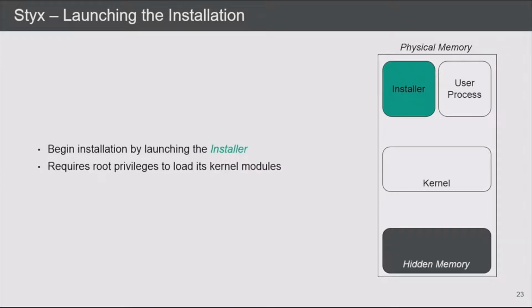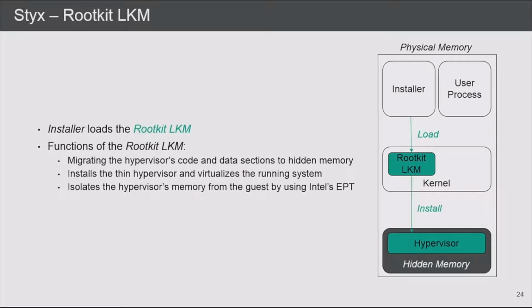As for the installation, we start off by simply launching our installer, which obviously requires root privileges, since we will load the kernel modules during the installation. The first module we load is the Rootkit LKM, and this Rootkit LKM basically has three functions. It first has to migrate our thin hypervisor's code into the hidden memory. It then subsequently installs the thin hypervisor by virtualizing the running system on the fly. And third, it has to isolate the hypervisor's memory by the usage of Intel's EPT.